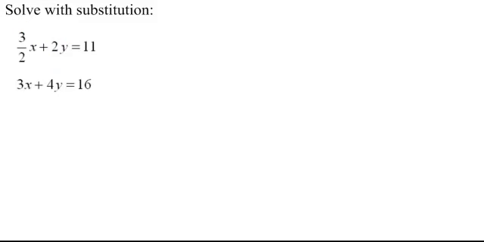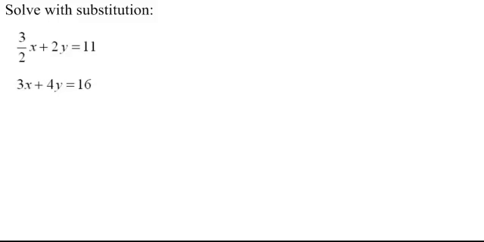Next one is a little tricky because it's not easy to get either of those variables in either equation by themselves. So you're going to have to pick kind of the lesser of two evils. Whatever one you think is going to be easiest to get alone. So I'm going to go up to the top here. And in this first one, I have 3 halves x. If I want to get x by itself, I'm going to have to divide by 3 halves, which is not going to be fun. So definitely not doing that one.